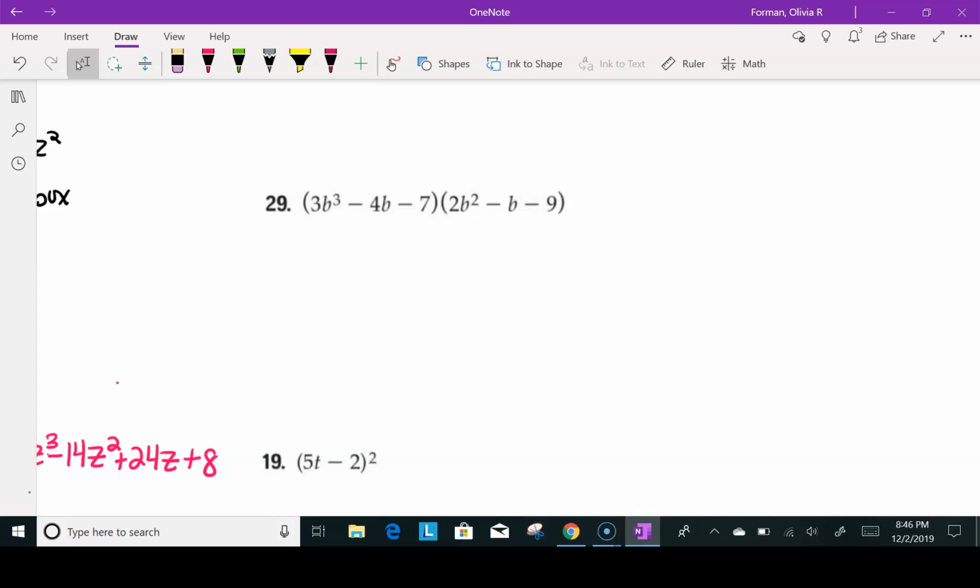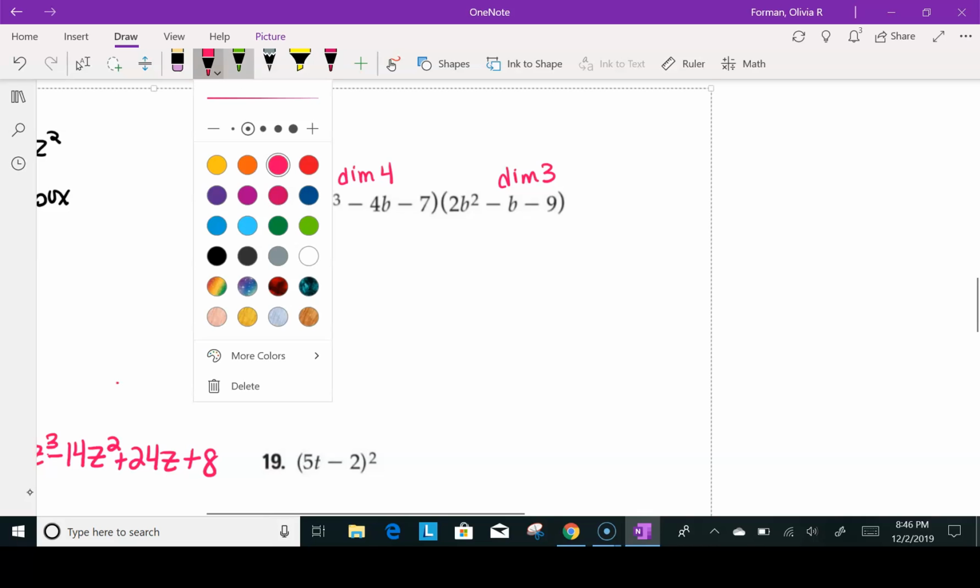Okay, so 29, I'm going to jump back and do my distributive property. If you want to do the box, you can. But here's going to be a dimension of 4. Here's a dimension of 3. So you can do the box, but just be aware, if you put the zeros in there, dimension of 4, dimension of 3. I'm going to just do the distributive property.